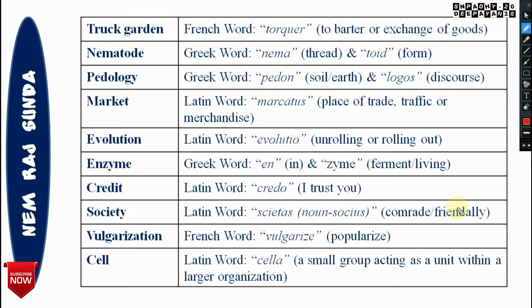That is truck garden. Truck garden came from the French word troquer, that means to barter or exchange goods. Understood? Truck garden means we have to exchange the goods.